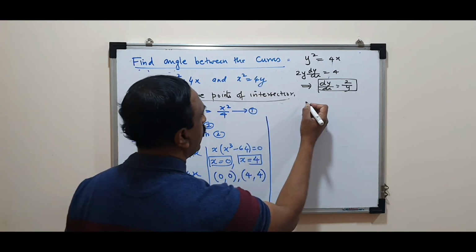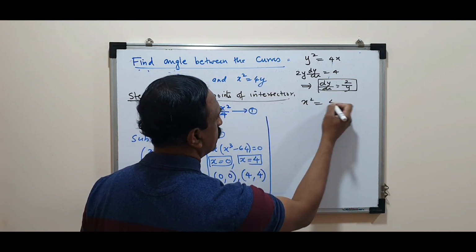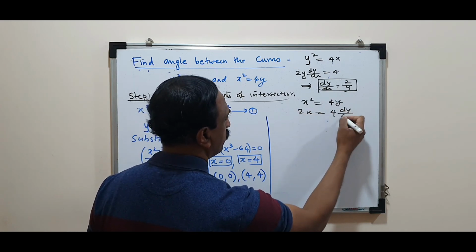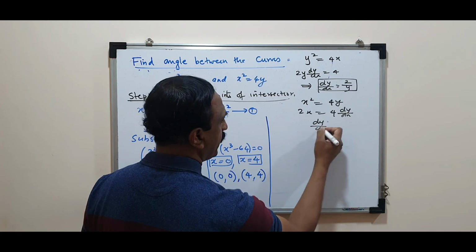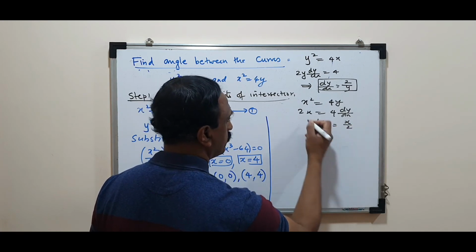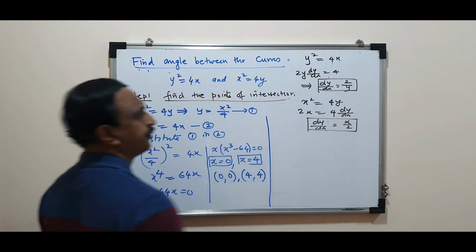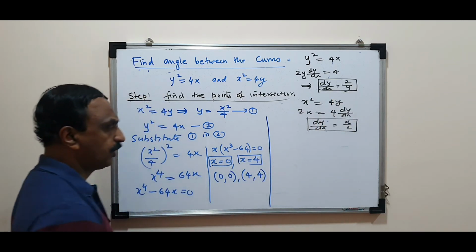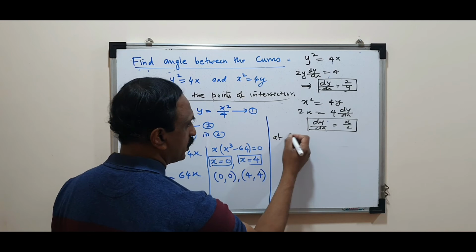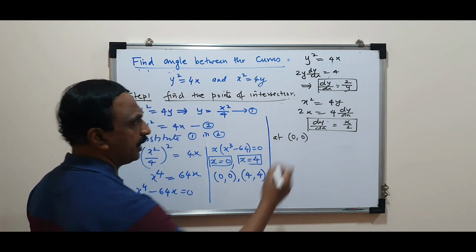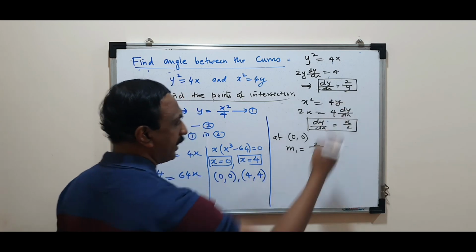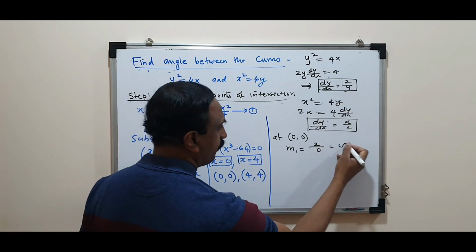Then I take x squared equal to 4y. So when I differentiate, 2x equal to 4 into dy by dx. From this I get dy by dx is x by 2. So when x is 0, what is the slope? Now at (0, 0), let's say slope of the first tangent, m1, is 2 by y. The y coordinate is 0, so you get infinity.